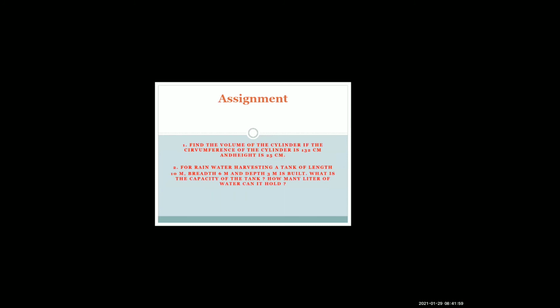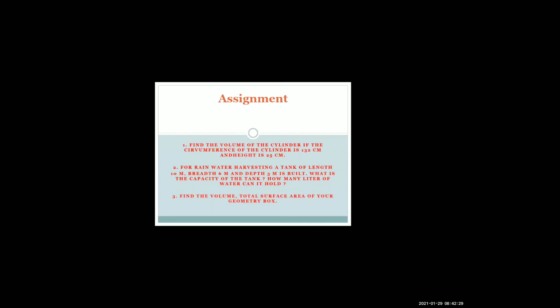The next question: rainwater harvesting, a tank of length 10 meters, breadth 6 meters, depth 3 meters is built. What is the capacity of the tank? How many liters of water can it hold? Again you need to find the volume of the tank, that is the capacity, and the formula is simple: L into B into H. After getting the volume, you have to convert it into liters. 1000 cc is equal to 1 liter. So for meters, you need to convert them into centimeters first.